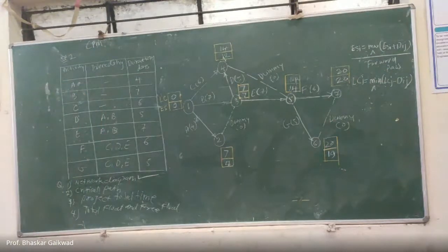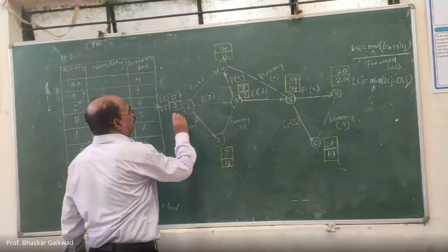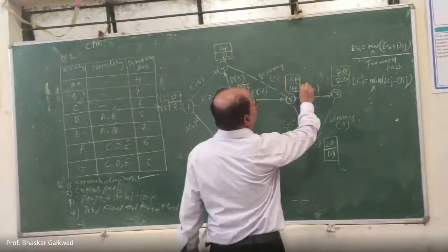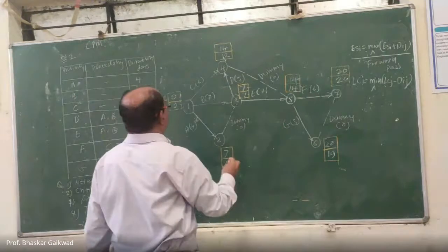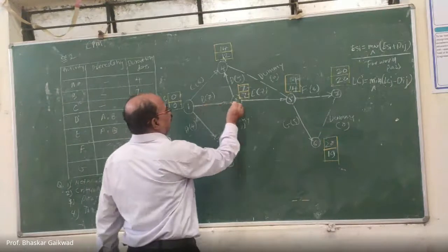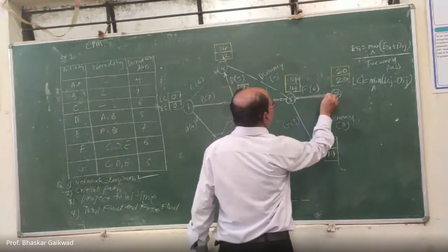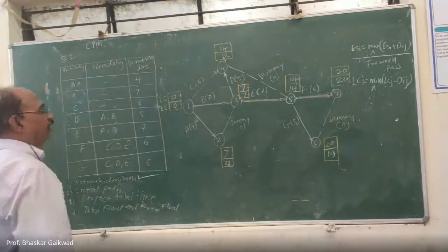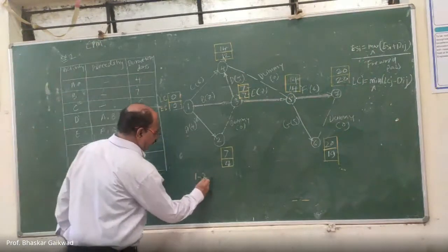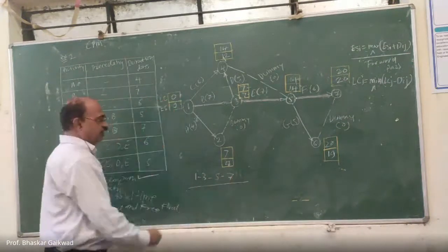So everything is over. Now you have to note down the equal values. Where we are getting equal values, here 7, 7, 14, 14 and 20, 20, this is your critical path. This is your critical path where equal values are there. This is 1 to 3, 3 to 5, 5 to 7. So this is the critical path.